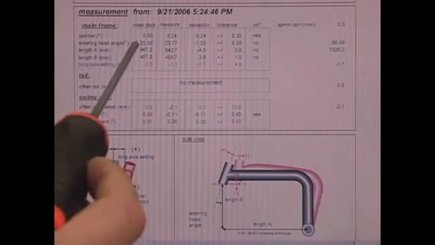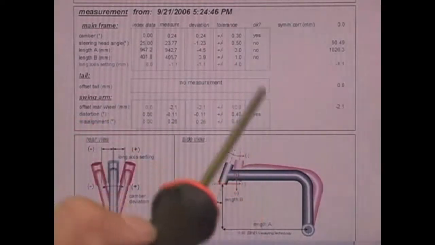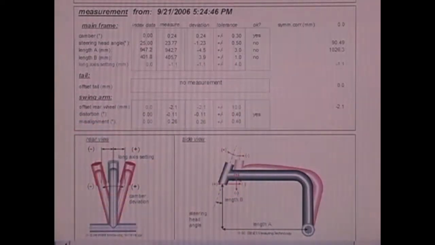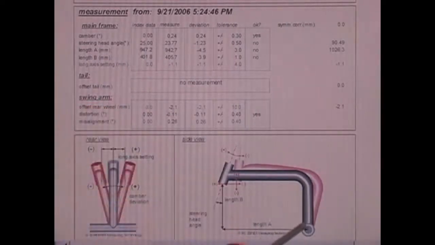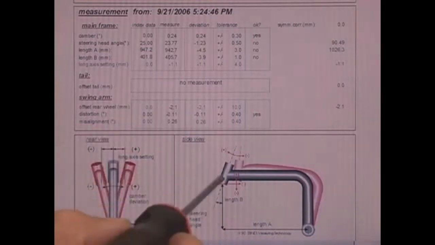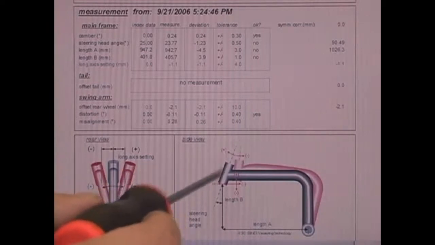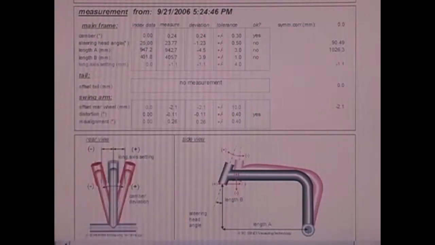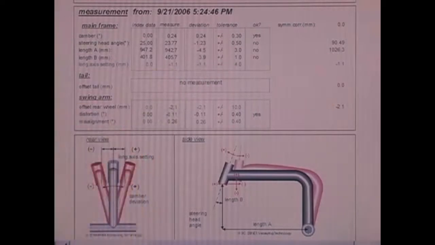The next thing we're going to look at is the steering head angle, and we have it called out at 25 degrees. And of course, this is not 25 degrees on the bike to the road plane. What this is, is that we know that at 947 millimeters from the center of the swing arm pivot to the bottom of the bearing cup, and from that dimension vertically up 401 millimeters, we know that at those two coordinates, that steering head angle should be 25 degrees. This bike was measured at 23.77, or 1.23 degrees short.